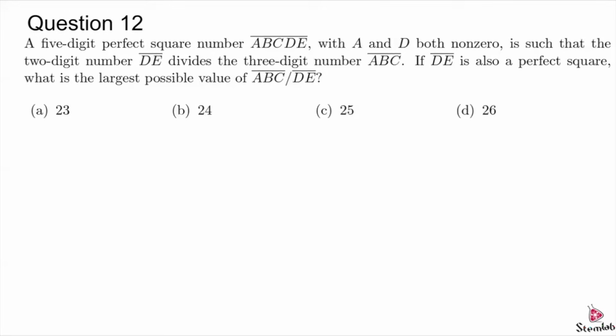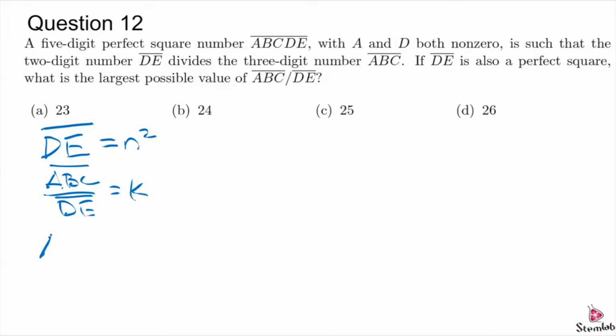So we know that DE is a perfect square, so we can try to write DE as n squared. This means that if ABC is divisible by DE, ABC over DE is equal to some K, or ABC can be expressed as n squared K.